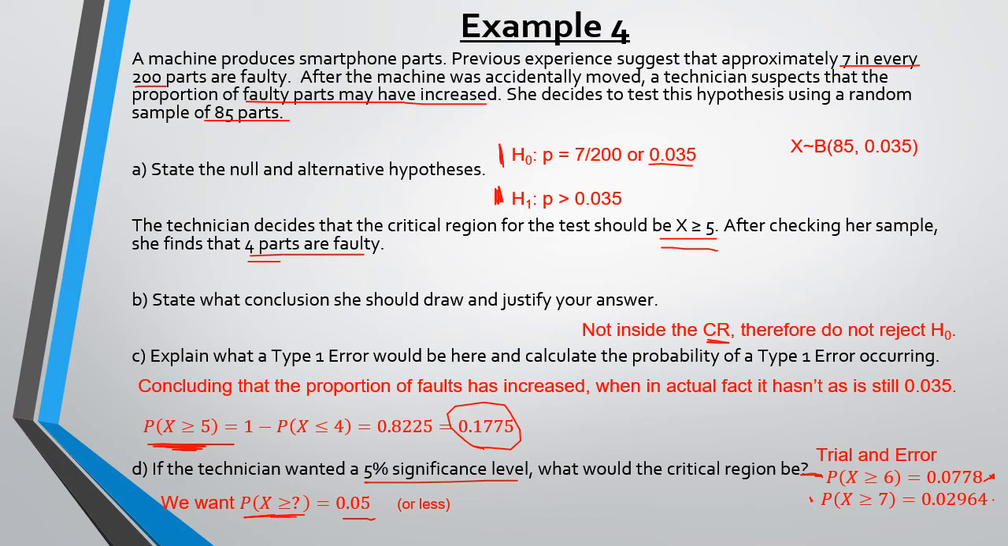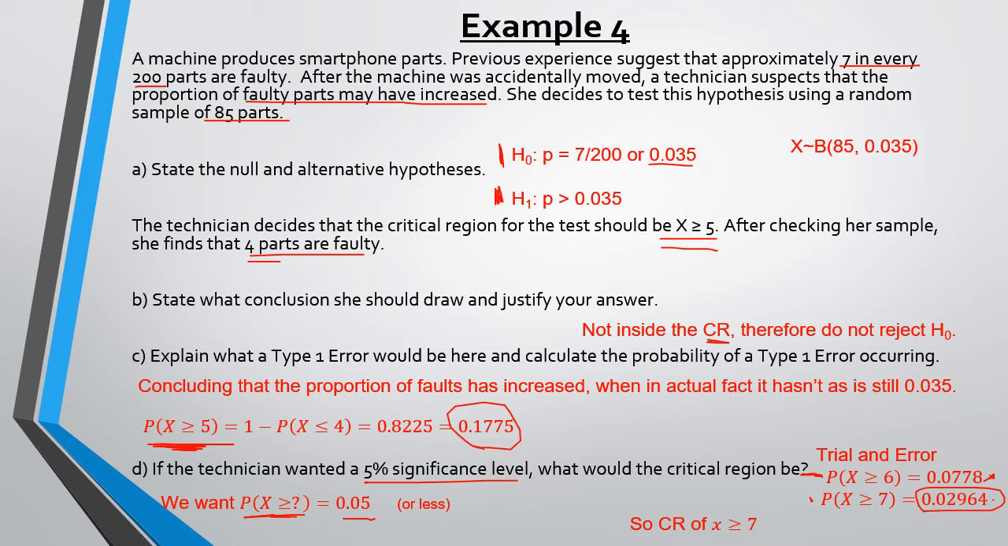Now you'll notice neither of these give me the 5%. Because it's a significance level, if I'm above it, I'm not going to be rejecting H0. So I want to be below the 5%. So I'm actually going for greater than or equal to 7. Now if I wanted to work out the type 1 error here, the type 1 error is 0.02964. Okay, and that's where significance level and type 1 error can be different. They don't have to be the same probability, but we're thinking in the same way.